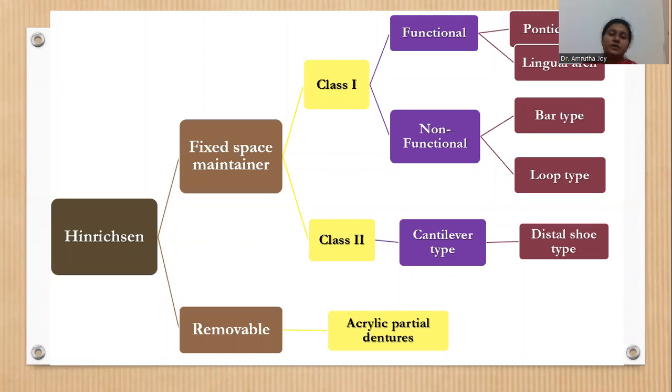According to Hendrickson, he classified space maintainers into fixed space maintainers and removable space maintainers. Fixed space maintainers are again divided into class 1 and class 2. Class 1 is further divided into functional and non-functional type. Functional means pontic or tooth replacement is done. Non-functional means loop type or bar type. Then class 2 means cantilever type, like distal shoe, where only one side is supported. Then the removable space maintainer is the acrylic partial denture. So Hendrickson's classification broadly divides into fixed and removable. Fixed is again classified into class 1 and class 2. Class 1 is again classified into functional and non-functional, and class 2 is cantilever type.